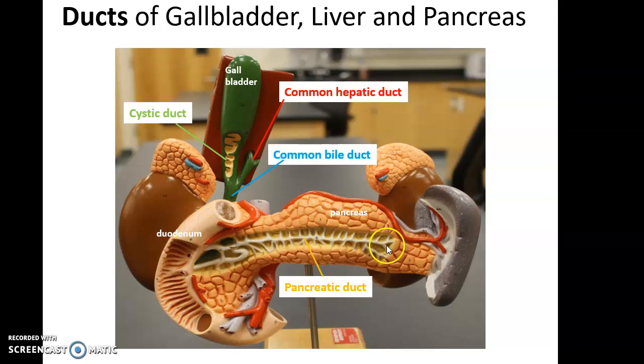And then in the pancreas, there is the pancreatic duct, which carries the pancreas's secretions out into the duodenum. And you see that the common bile duct and the pancreatic duct have to fuse together to form the opening to the duodenum.